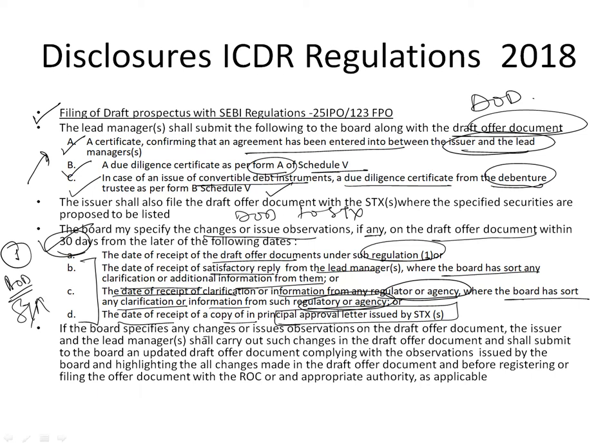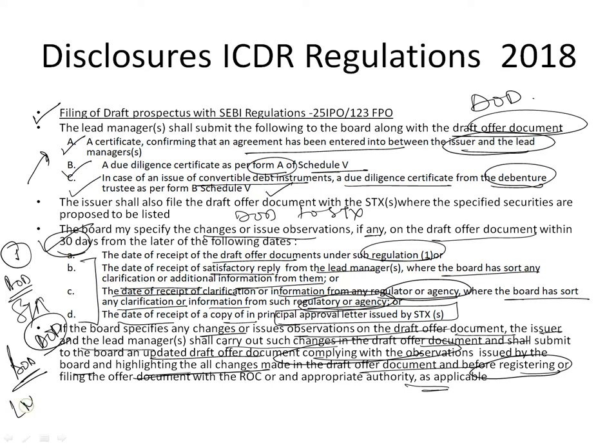Now, if the board specified any changes or issue observation on the draft offer document, the issuer and the lead manager shall carry out such changes in the draft offer document and shall submit to the board an updated offer document compliant with the observation issued by the board, and highlight those changes made in the draft offer document before registering or filing the document with ROC or an appropriate authority as applicable. So in case the board makes any changes to the draft offer document, such changes shall be implemented by the lead managers. Also, such changes are required to be highlighted before it gets delivered to the stock exchange.